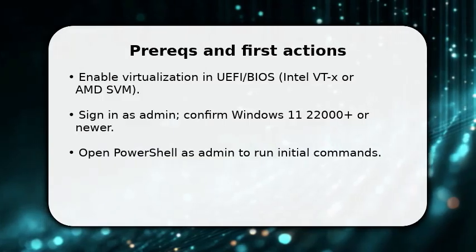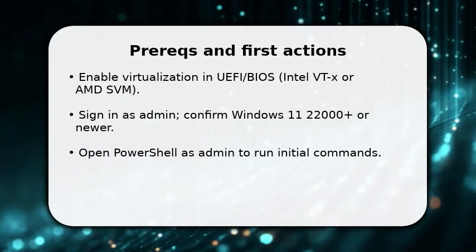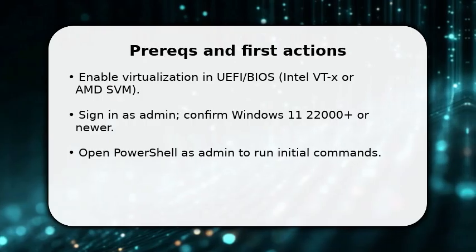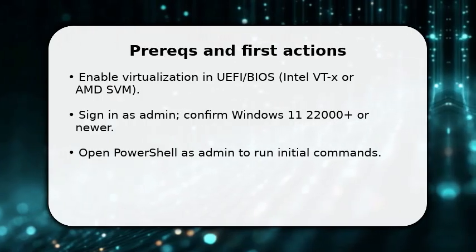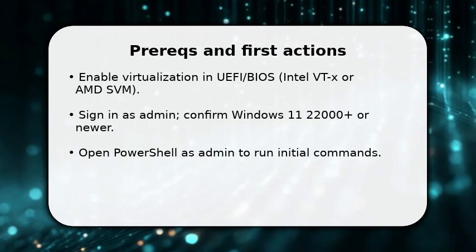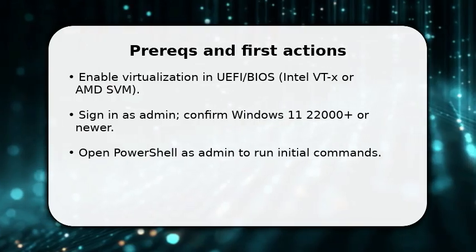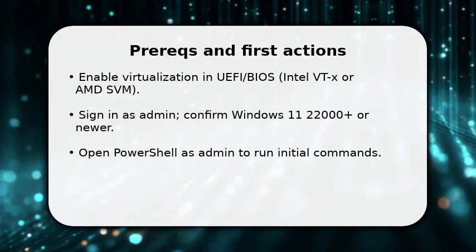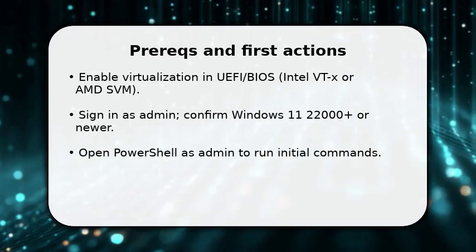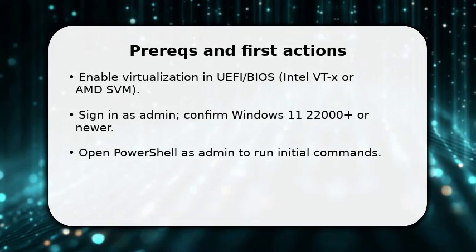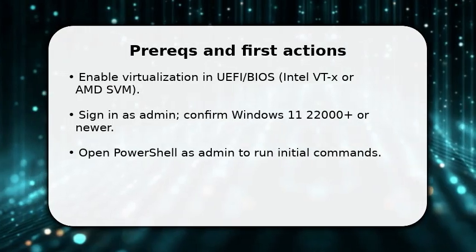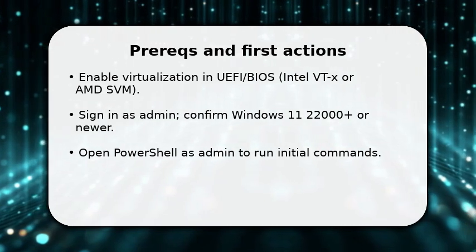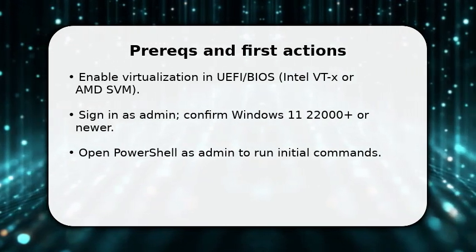You start by confirming prerequisites: virtualization enabled in your UEFI, and an admin account on Windows 11 build 22,000 or later. Once done, open PowerShell as administrator so you can run system-level commands. Run the command to enable the Virtual Machine Platform and Windows Subsystem for Linux features. This prepares the kernel and hypervisor. You do this now because these services are required before installing any distro. Make sure the machine is connected to power to avoid interruptions.